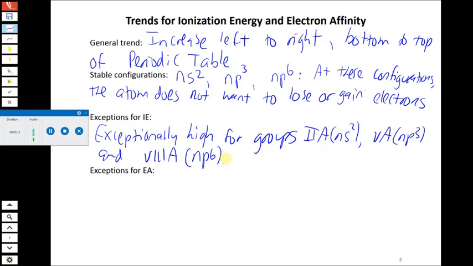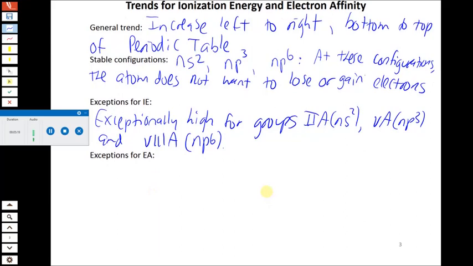And then electron affinity, those same groups is where the exceptions occur, but it's going to be exceptionally low in those cases because electron affinity is basically how badly does that element or that atom want another electron. So if it's at a stable configuration, it doesn't want another electron, which means it has a low electron affinity, relatively speaking. So electron affinity is going to be exceptionally low for those same groups.